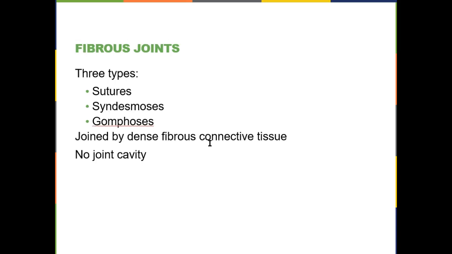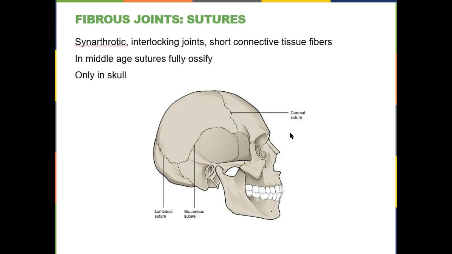We said they are going to be 3 different kinds. They are sutures, syndesmoses, and gomphoses. What they all have in common is that they're joined together by dense fibrous connective tissue. So this is dense regular connective tissue that's being used to knit or join 2 bones together, and they do not have a joint cavity or synovial cavity. Your cartilaginous joints will be the same way. They will not have a cavity.